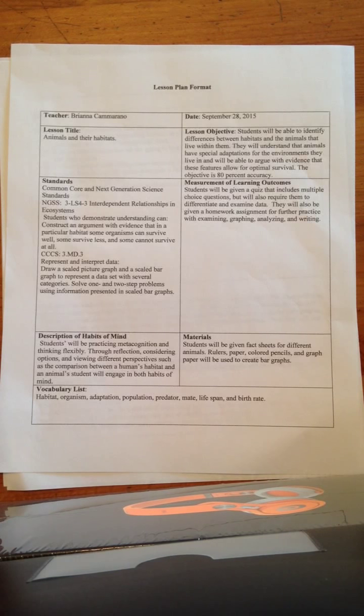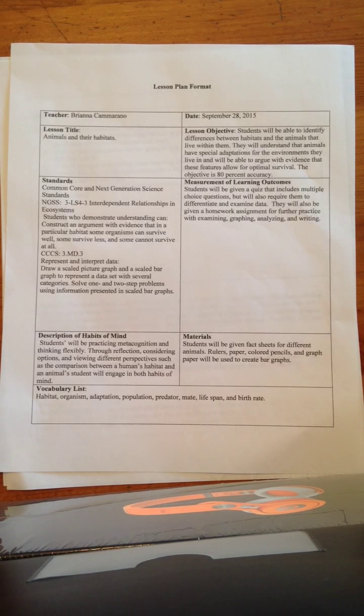This is my lesson plan for a 3rd grade class. The title is Animals and Their Habitats. The lesson objective is that students will be able to identify differences between habitats and the animals that live within them. They will understand that animals have special adaptations for the environment that they live in and will be able to argue with evidence that these features allow for optimal survival.